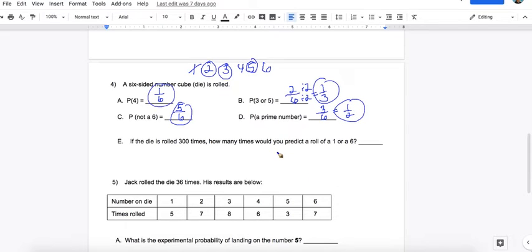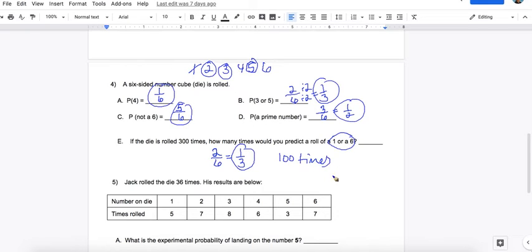If the die is rolled 300 times, how many times would you predict a roll of 1 or 6? Well, I know that the probability of rolling a 1 or a 6 is 2 out of 6. And what is that simplified to? 1/3, because I can divide top and bottom by 2. So the probability is 1/3. So I could take 1/3 of 300. And remember, taking 1/3 of a number is the same as dividing by 3. So 300 divided by 3 is 100. So it'd be 100 times.